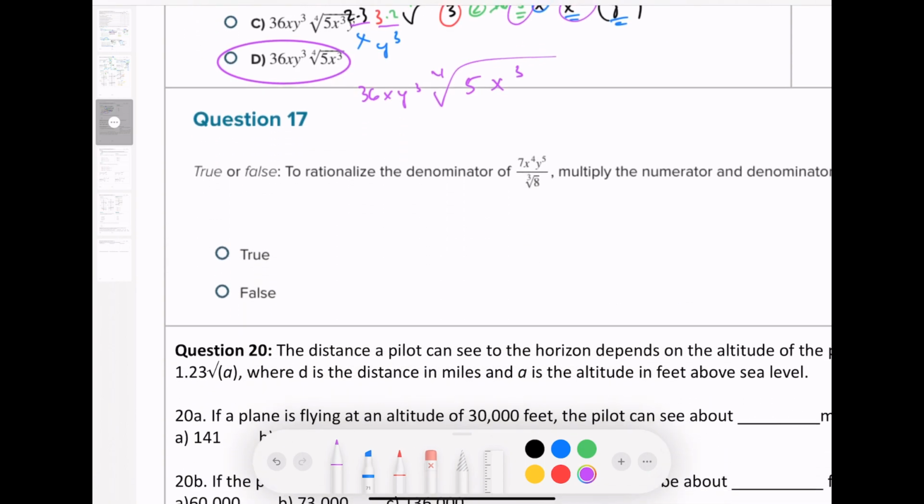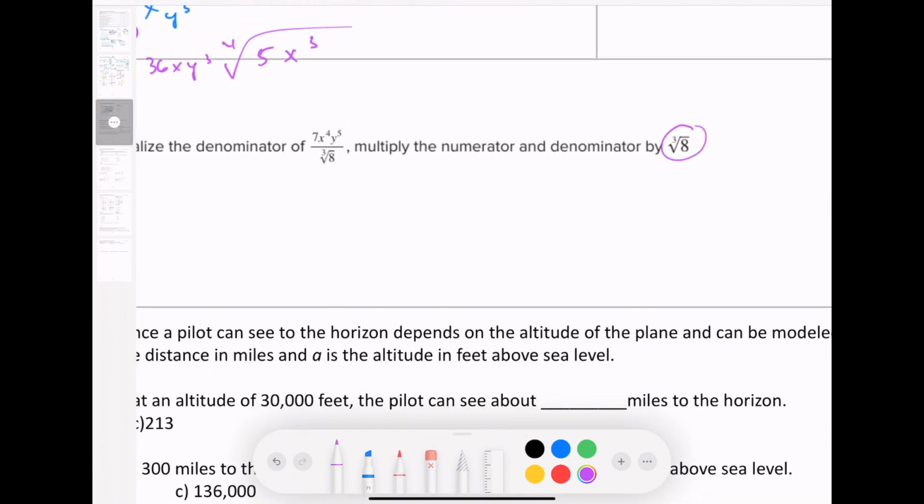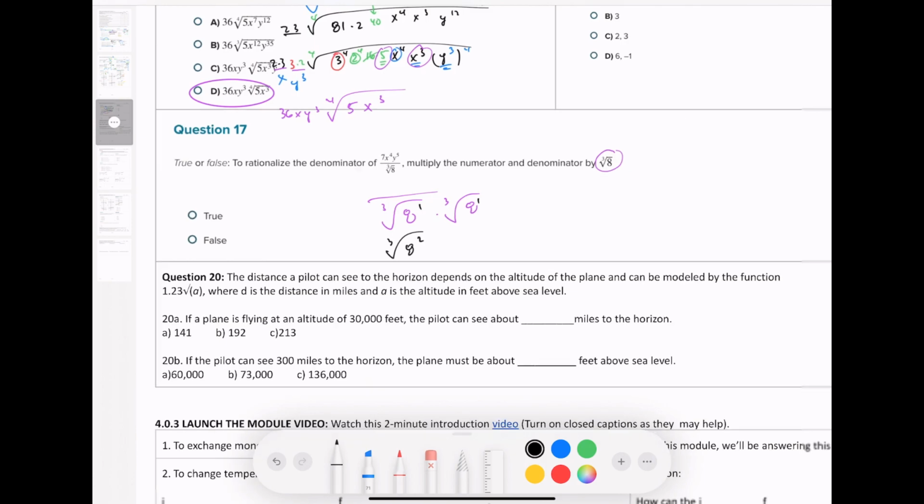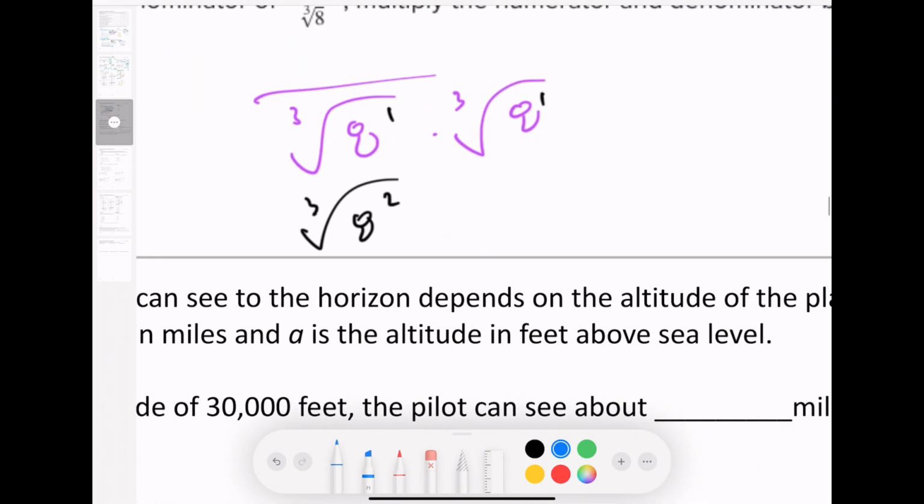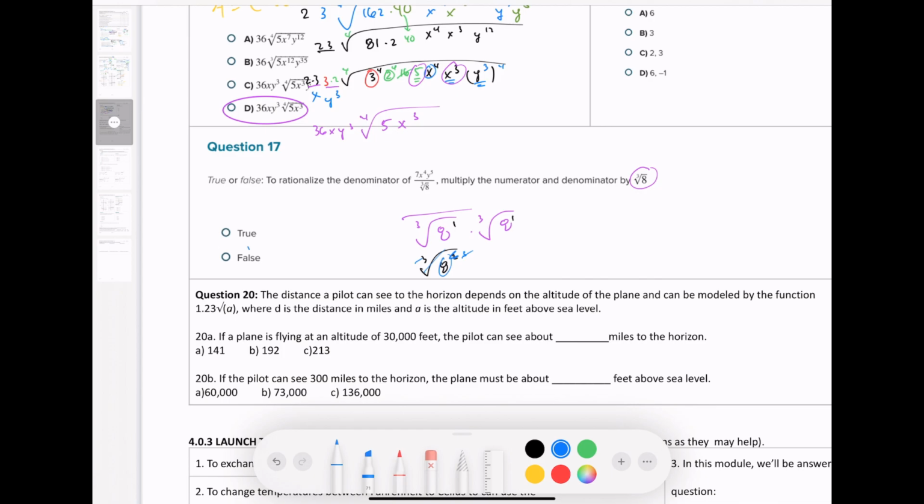True or false, to rationalize the denominator, multiply the numerator and denominator by x to the 3rd. So if I did that, you would just add those and you would only get to the 2nd. And I'm trying to get this one not to be 2, but a 3, because then they would cancel and leave you with an 8. So this would be false. If I wanted to rationalize, I would have multiplied by this. So that again, the 2 plus the 1 would equal 3.